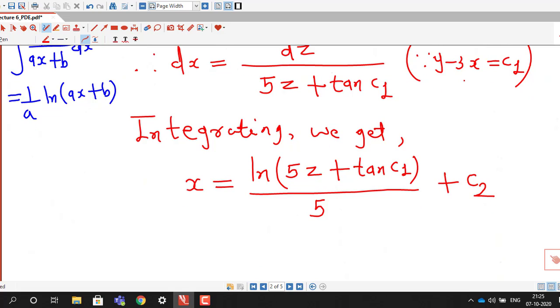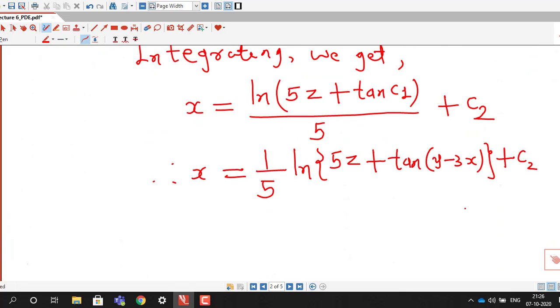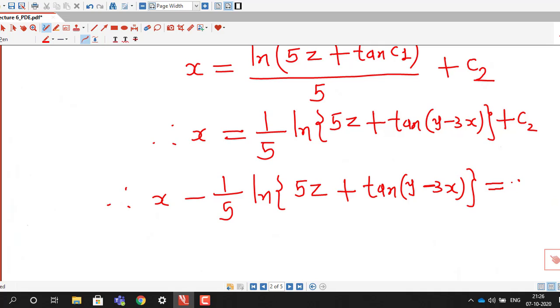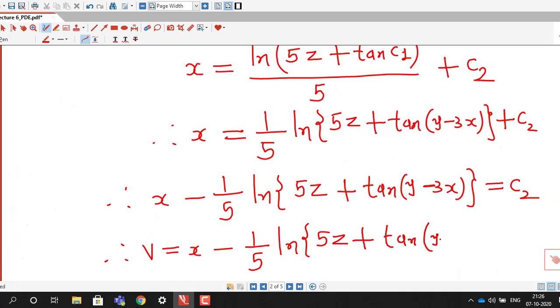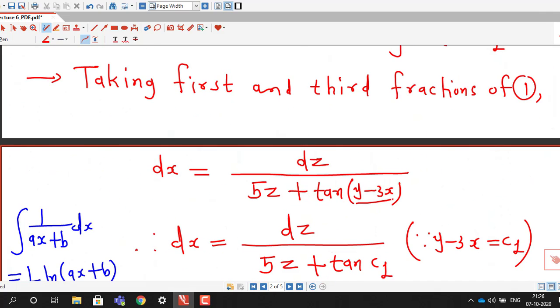And now after integrating, we finally put c1 equal to y minus 3x. So x equals 1 by 5 log of 5z plus 10 of y minus 3x, plus c2. Therefore we can rewrite this as x minus 1 by 5 log of 5z plus 10 of y minus 3x equal to c2. So our second solution is v equal to x minus 1 by 5 ln of 5z plus 10 of y minus 3x. In this way we can obtain the second solution by using the first solution obtained.